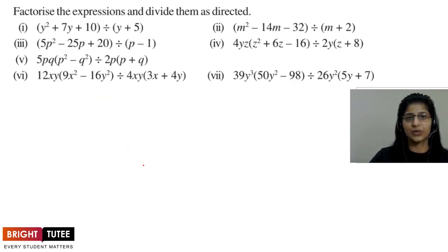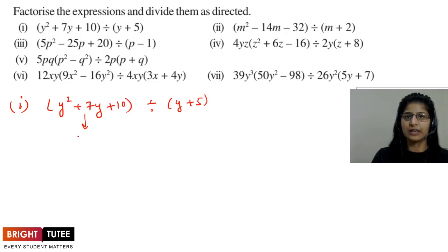Here is another question. We have to factorize first and then we have to divide as directed. So let's try them one by one. The first part, we have y square plus 7y plus 10 and it is going to get divided with y plus 5. Okay, so we'll first focus on factorizing it.